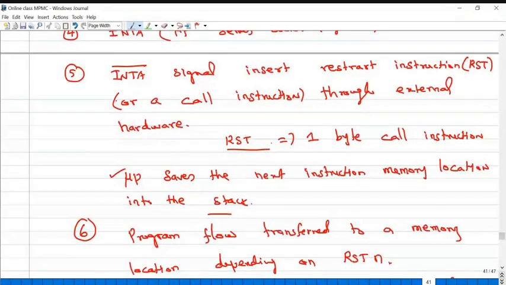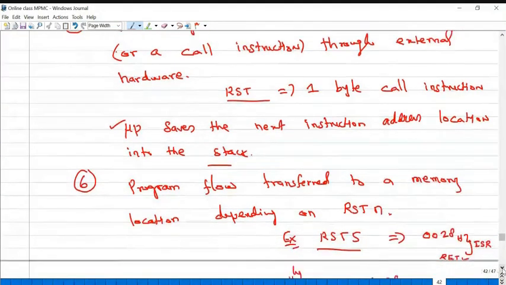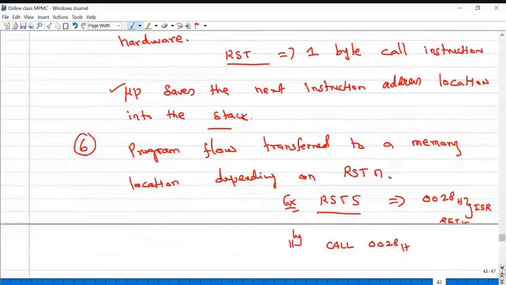So before starting to service the interrupt request, the processor saves the next instruction address details. Actually, it is an address, not a memory location. It saves the next instruction address into the stack memory. Then the processor starts servicing the corresponding interrupt request by executing the interrupt subroutine starting from the corresponding vector location.